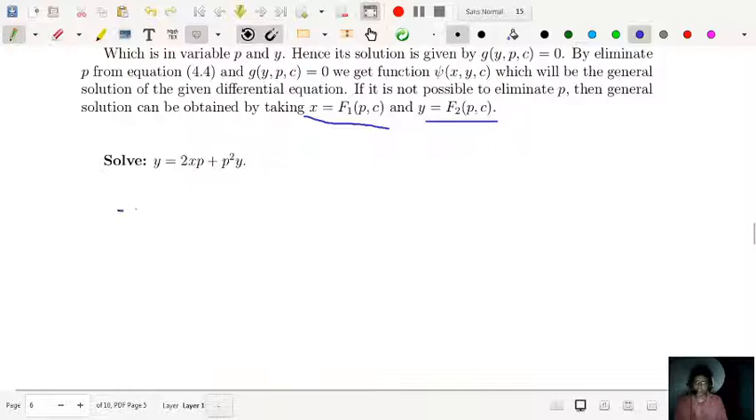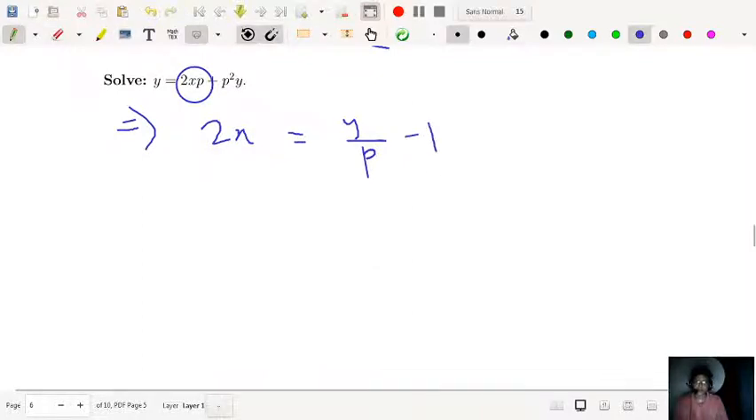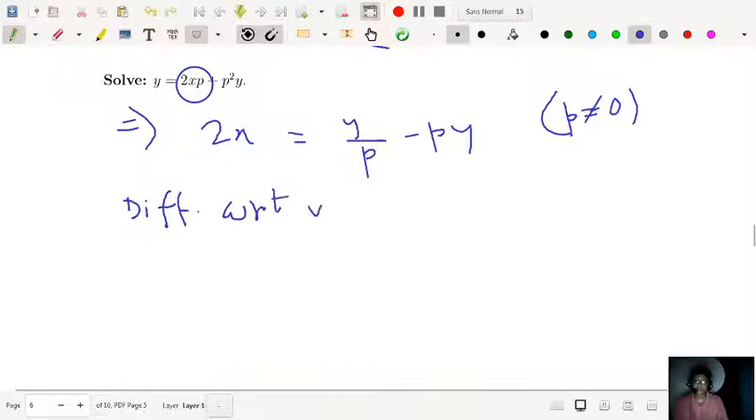So this equation can be written as, if you want to write x in terms of p and y, because x is alone here, you can write 2x is equal to y by p minus py, p not equal to 0. So differentiating with respect to y, in this case you have to differentiate with respect to y.